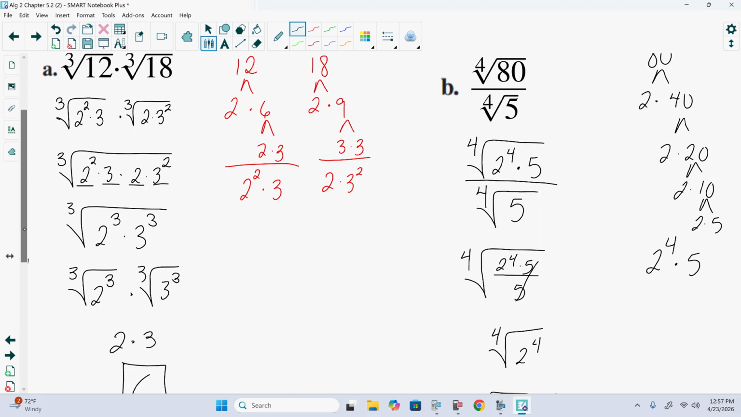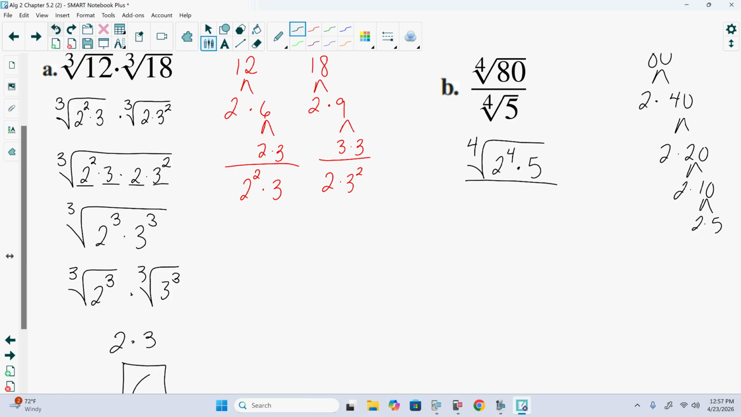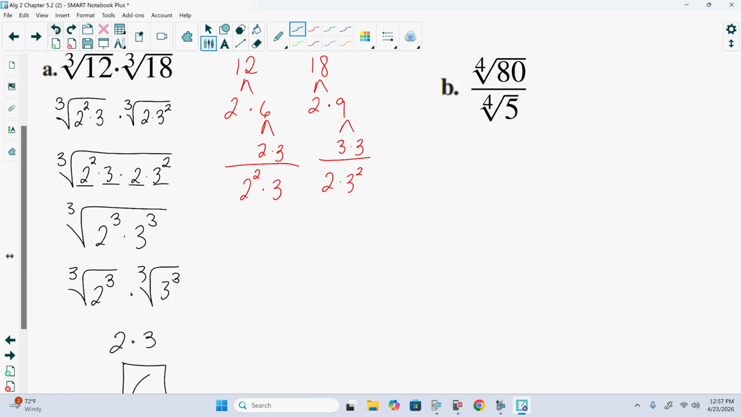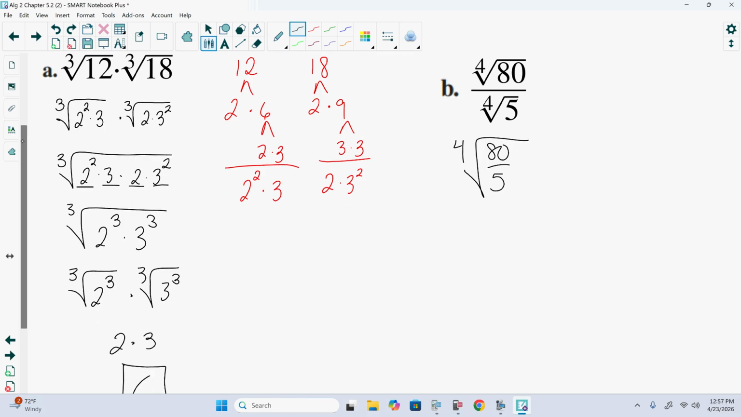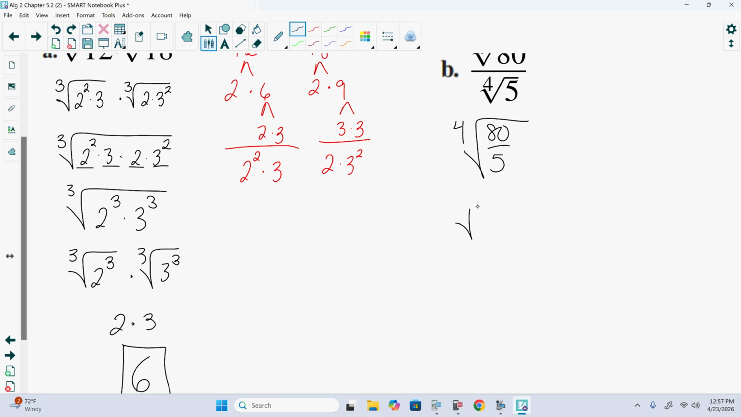Now, yes, there's other ways we could have done this, because I could have ignored the factor tree to begin with and said, I know that 80 divides by 5, and just rewritten it as the 4th root of 80 divided by 5, which is going to be the 4th root of 16. 16 is 2 to the 4th, which tells me it is 2. So there's multiple ways we can get to the answer. Or we can just plug that in the calculator and it would tell us it was 2.